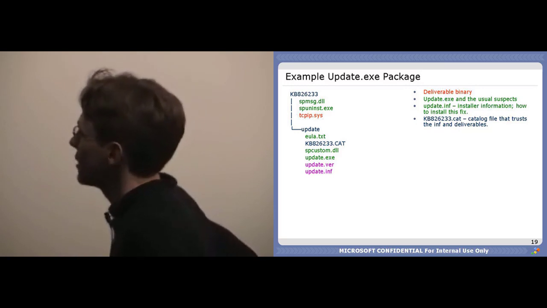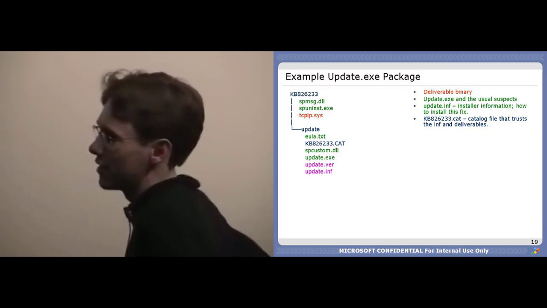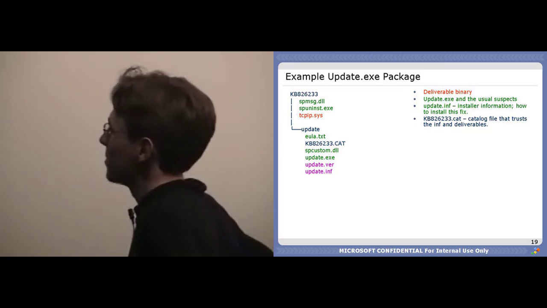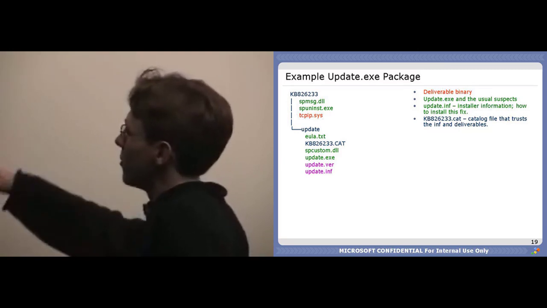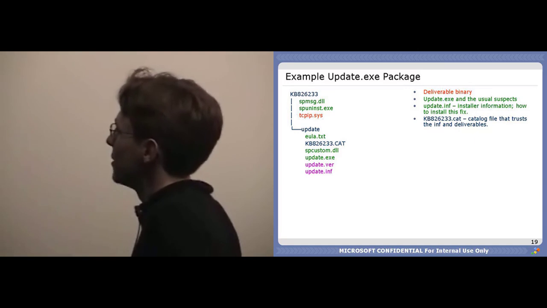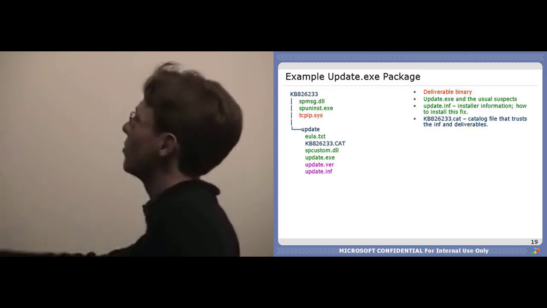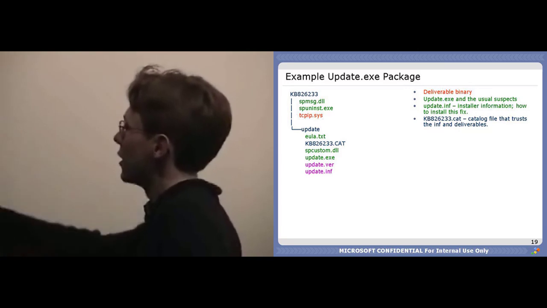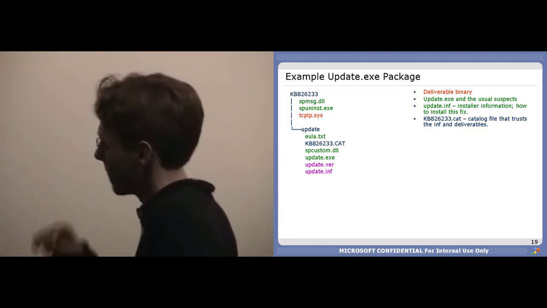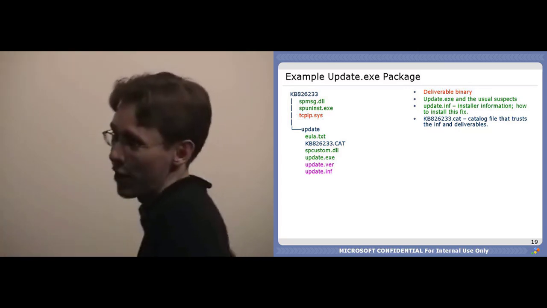And an update.exe package typically looks like this. And this is what, if you go to Windows Update, a lot of these you're pulling down are. You have your deliverable binary, which in this case is tcp/ip.sys. You've got your installer binaries, which are in green. You have a catalog, which trusts all the things in the package, particularly the deliverable, the tcp/ip.sys, so that your system file protection won't overwrite it.